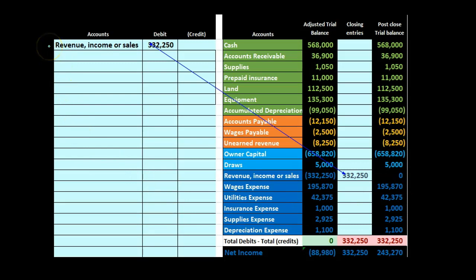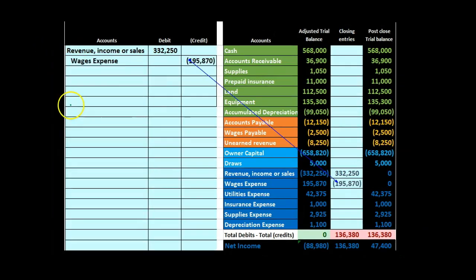We're going to build our journal entries as we go. The second piece, of course, will be wages expense. It has a debit balance. We're going to do the opposite thing to it to make it go down. So the opposite then is, of course, a credit. So we're going to take wages expense. We're going to credit it by that 195,870. Once we post that, then we have the debit balance followed by the credit, bringing the total down to zero.